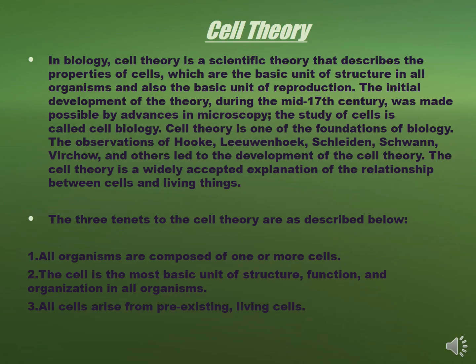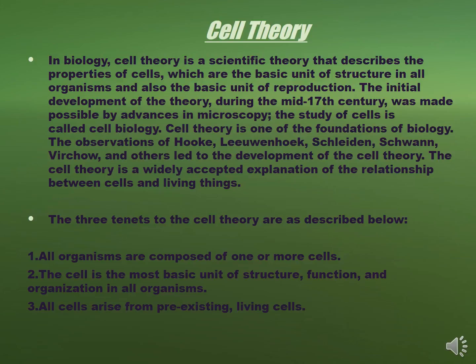Cell theory. In biology, cell theory is a scientific theory that describes the properties of cells, which are the basic unit of structure in all organisms and also the basic unit of reproduction. The initial development of the theory, during the mid-17th century, was made possible by advances in microscopy. The study of cells is called cell biology. Cell theory is one of the foundations of biology.